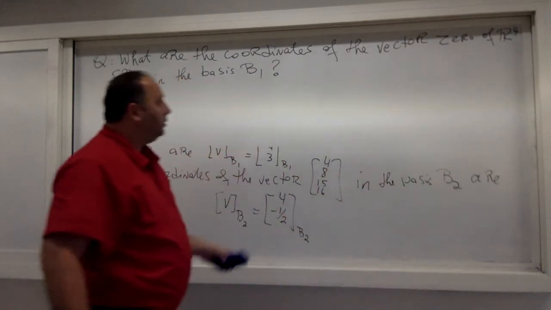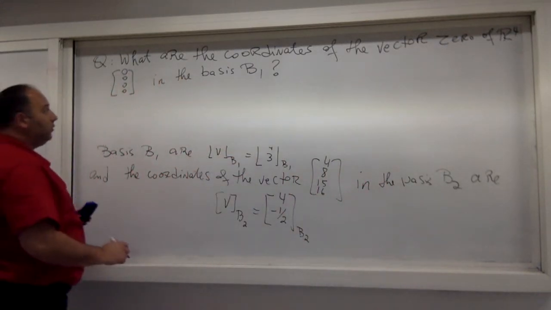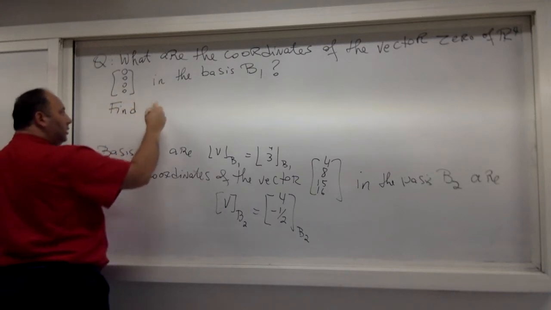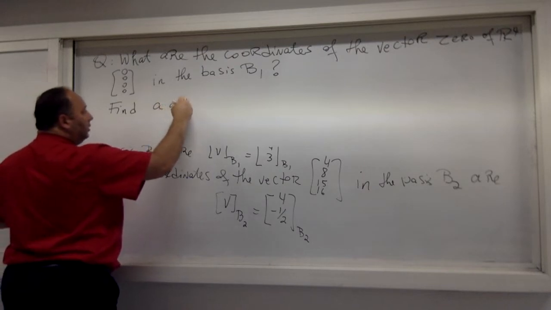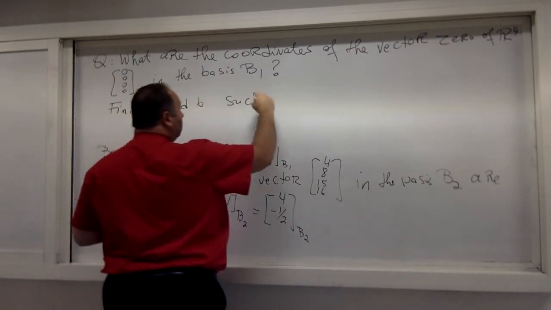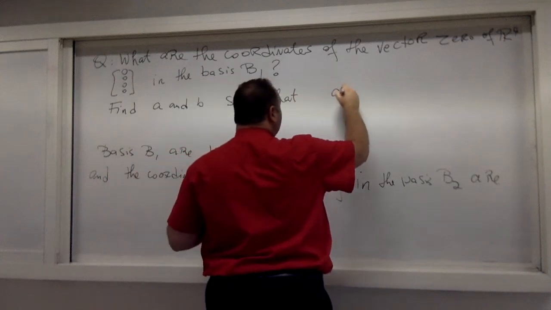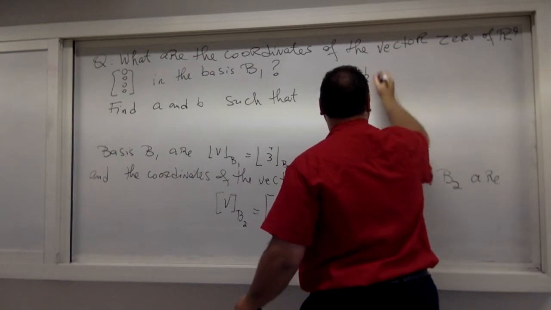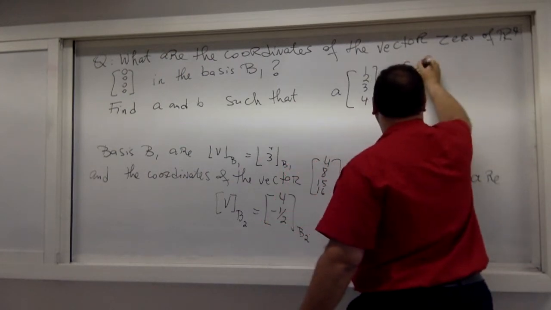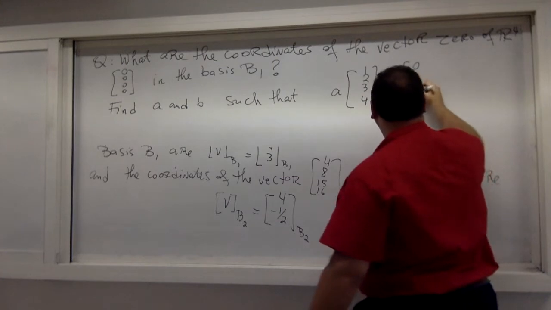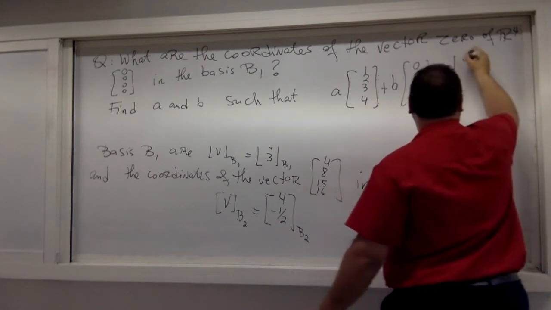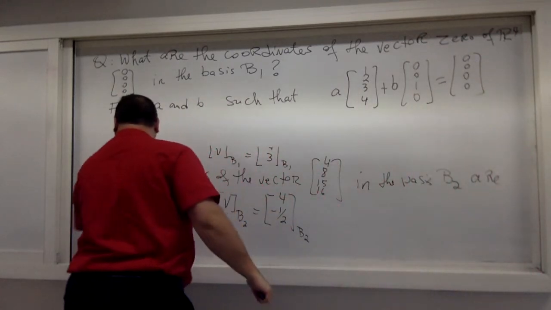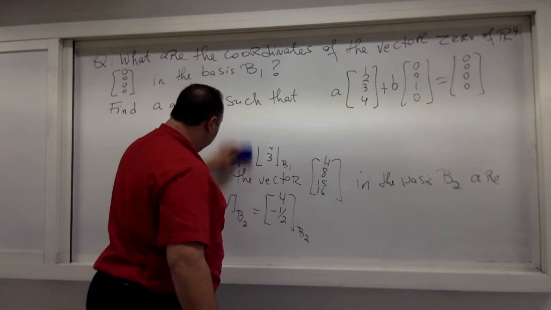So how do I find this? What do I need to solve? Well, I need to find A and B such that, so I need to solve simple system. So what are the basis vectors? 0, 0, 1, 0. This is what I need to solve. Well, this is homogeneous system. That's good news.